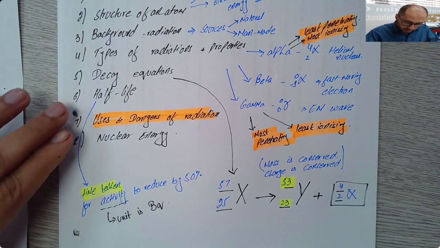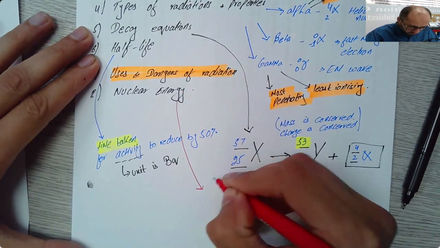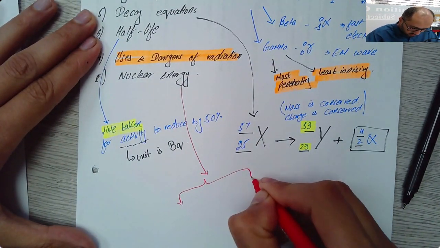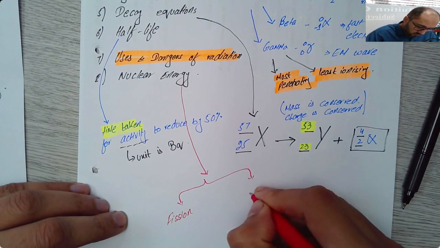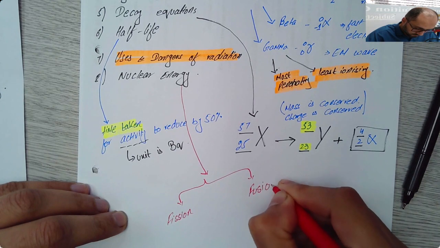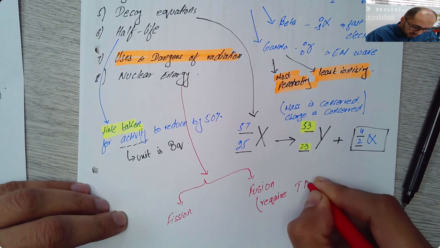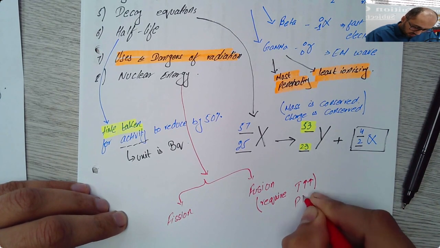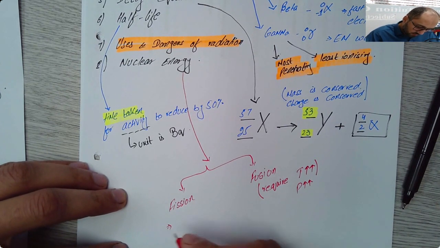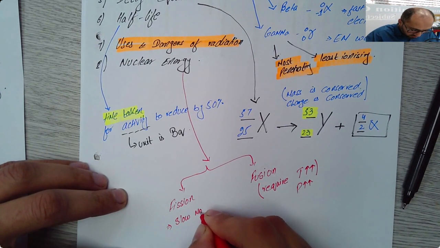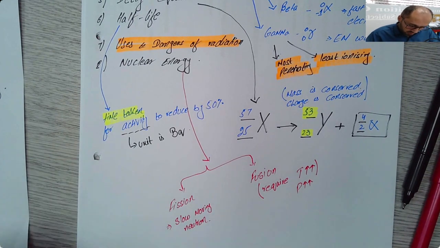Lastly, there is nuclear energy. You need to remember, for nuclear energy, there are two ways we can use this energy. One is called fission and the other one is called fusion. This one requires very high temperature and very high pressure. You can say these are called extreme conditions. Fission will require slow moving neutrons. Okay, this word is important.